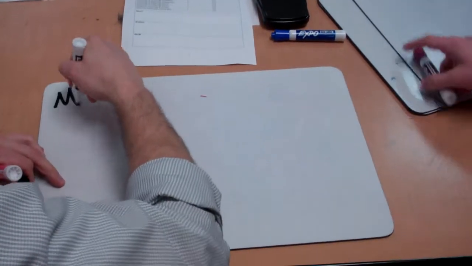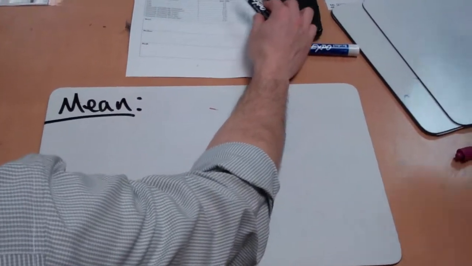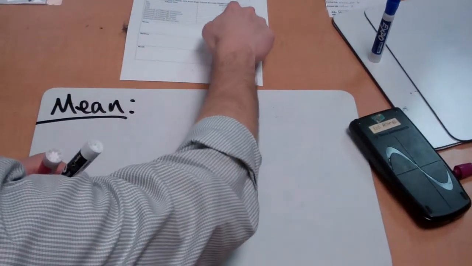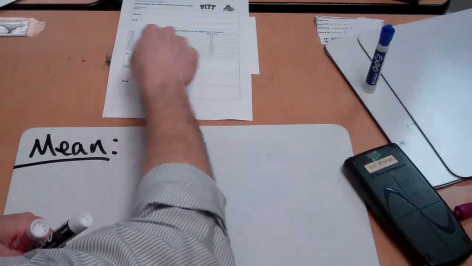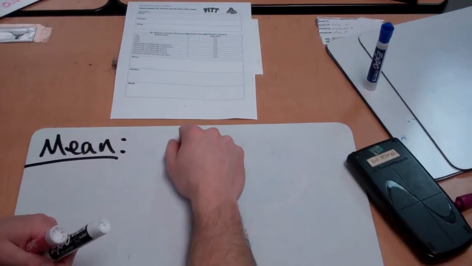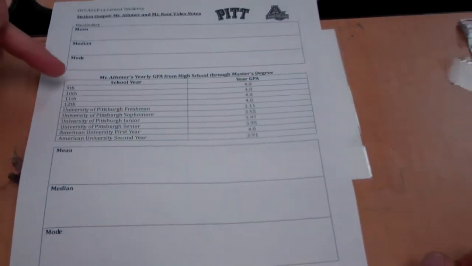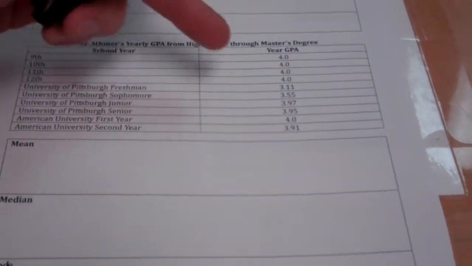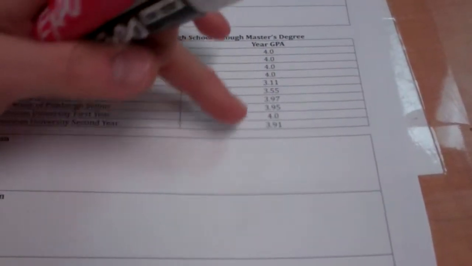All right, first up is the mean. Okay, so we got a set of numbers, and it looks like Mr. Athmer's GPA throughout his years of school. So when we look at 9th grade, he got a 4.0, very nicely done. I try. 10th, 4.0, 11th, 4.0, 12th, 4.0. Straight A's, Mr. Athmer. Way to go. All right. So we also have some grades from his time at University of Pittsburgh, 3.1 as a freshman, and so on.